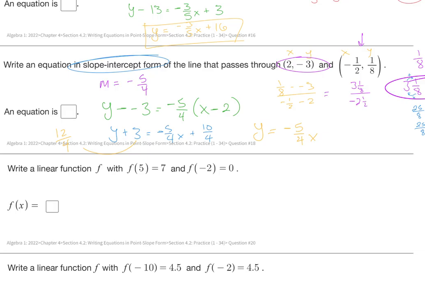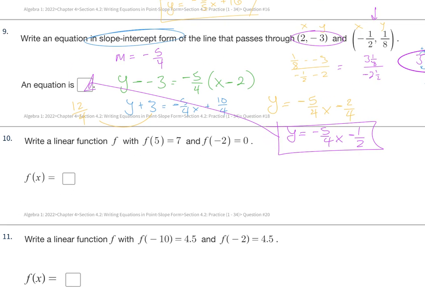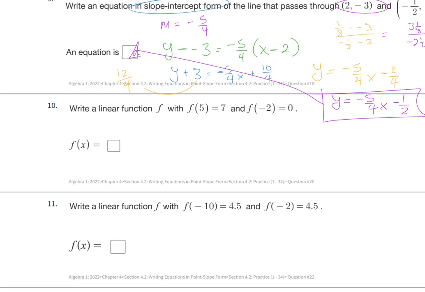10/4 minus 12/4 is negative 2/4, also known as y equals negative 5/4 x minus 1/2. Fun stuff, right? That's the answer for this one. Next, write a linear function.